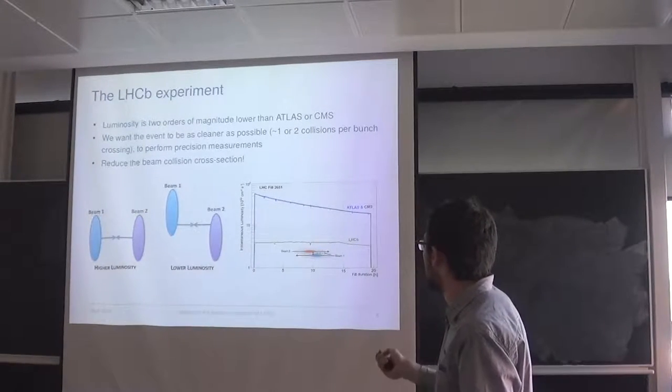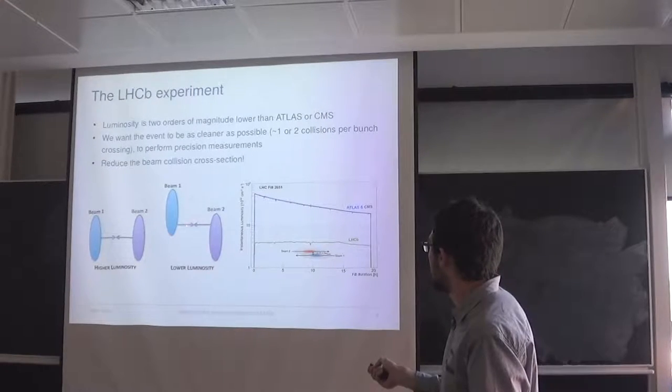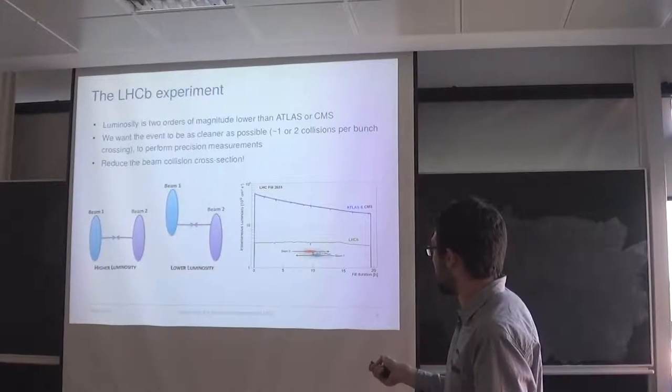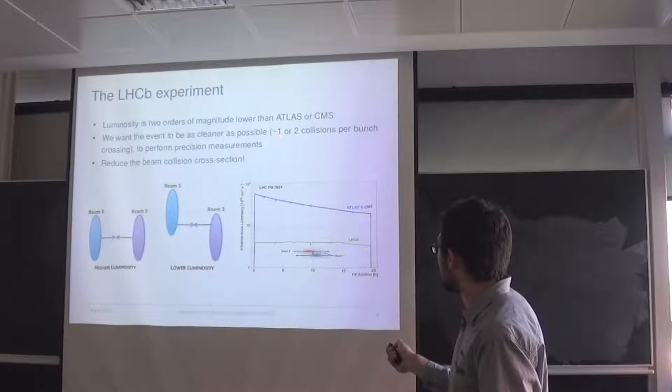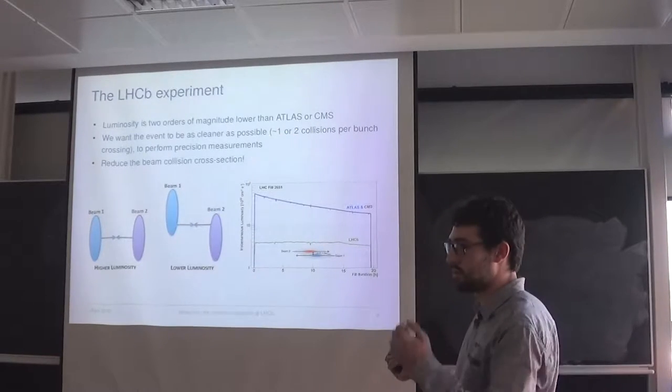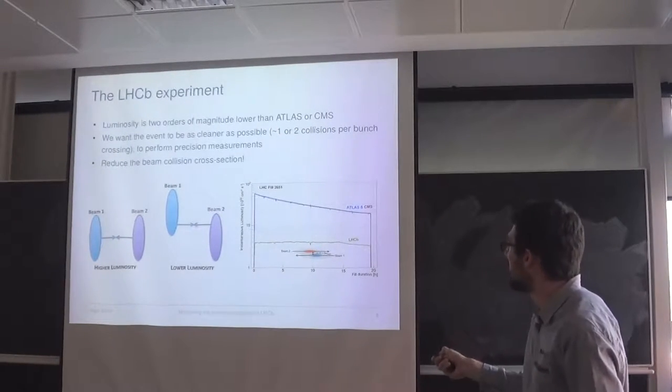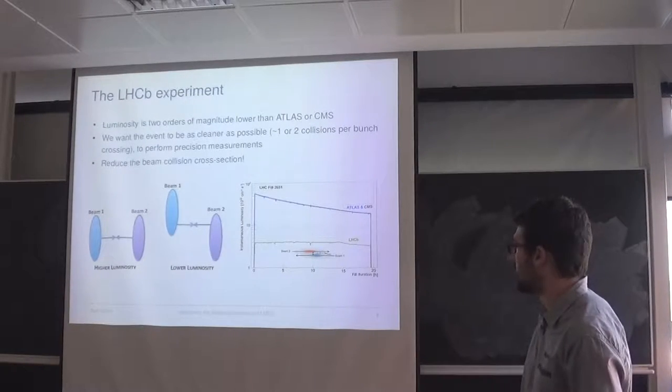Okay, so this way, per bunch crossing, the number of collisions is roughly 1, 2, or 3 at most, so the event is cleaner.